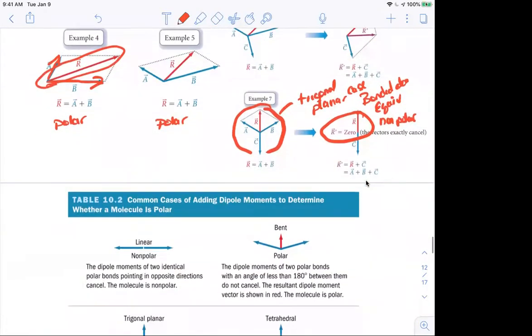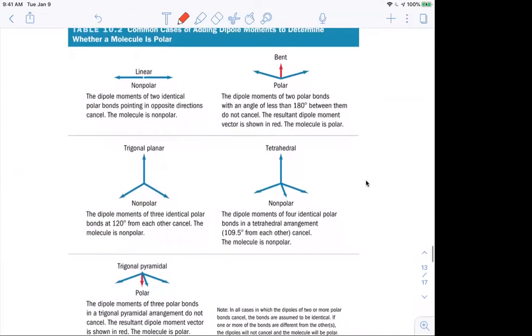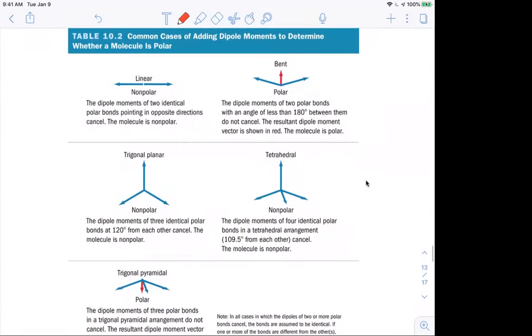So to put it simply, in terms of chemistry, I am going to look at the molecular geometry. We've learned about these. I can have a linear geometry, bent, trigonal planar, tetrahedral, trigonal pyramidal. This chart gives you an idea. If I have linear and the dipole moments are where I have two identical polar bonds that point in opposite directions, the molecule would be nonpolar. But I have to have two identical polar bonds.